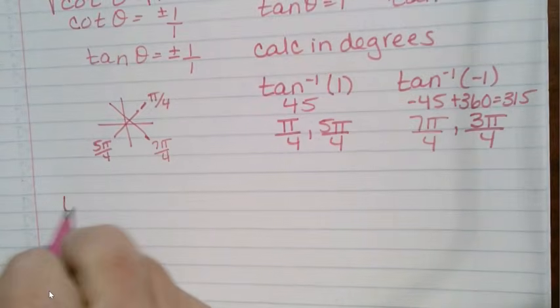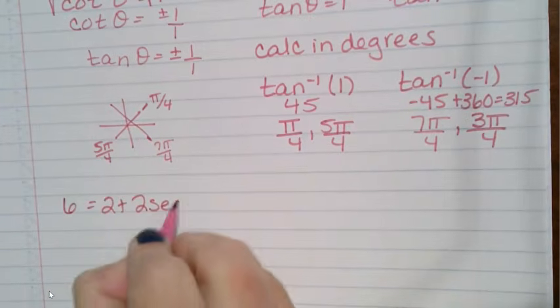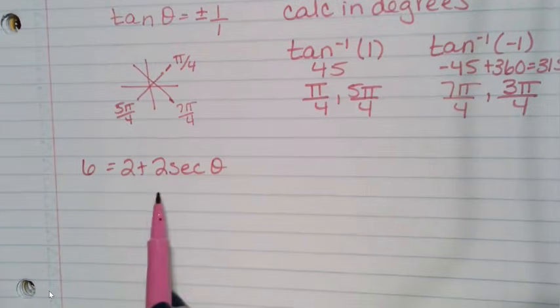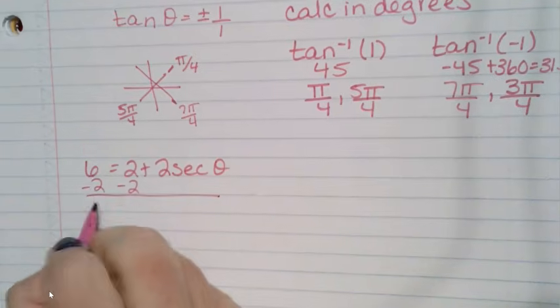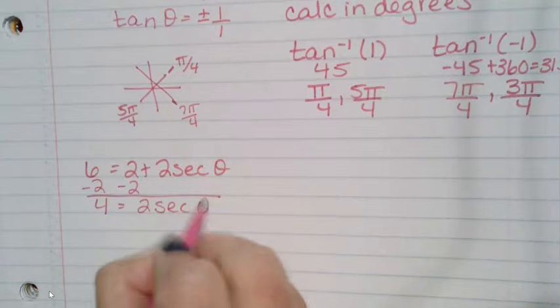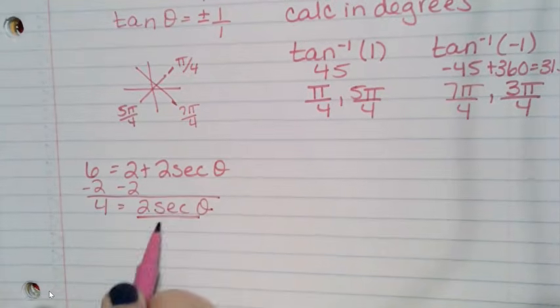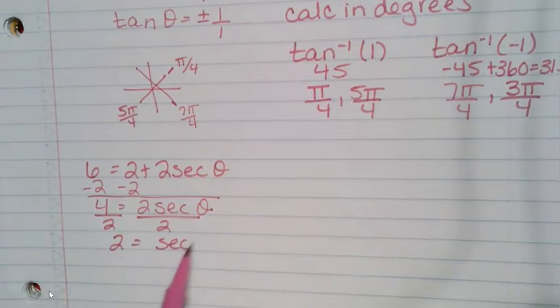Next one: 6 equals 2 plus 2 secant theta. No matter how hard you want to, do not add these two. This one has secant on it. So subtract 2, and we get 4 equals 2 secant theta. Divide by 2, and we get 2 is equal to secant.